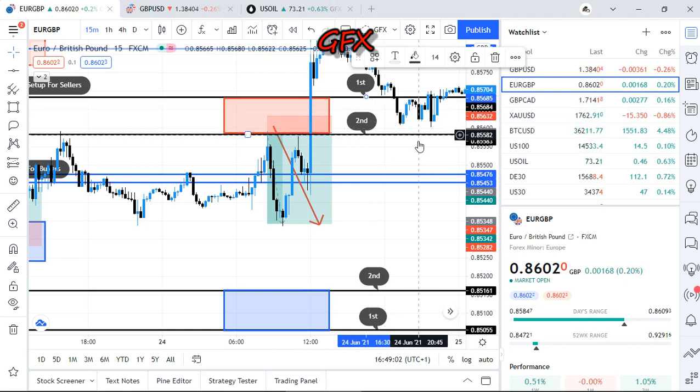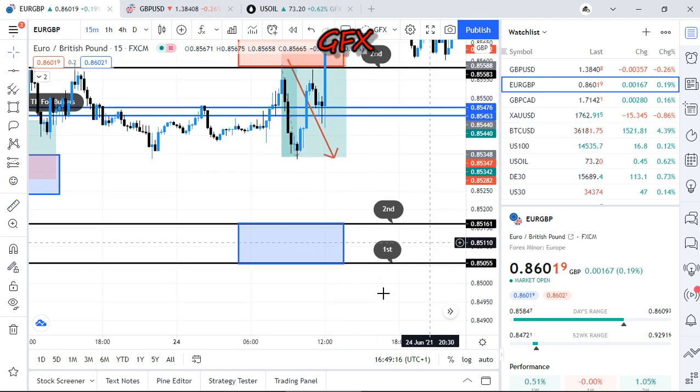Second line, that's this one that is down now, that's the second line. So I'll call the line 0.85583. You put your line 1, line 2, and draw the box from there. Then when I say for the demand zone, first line, you start from the one that is under.